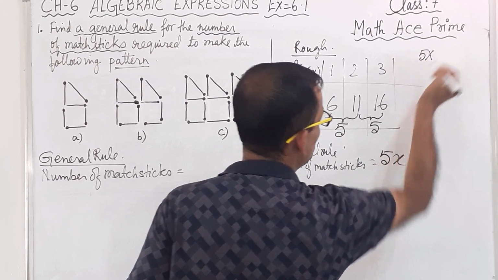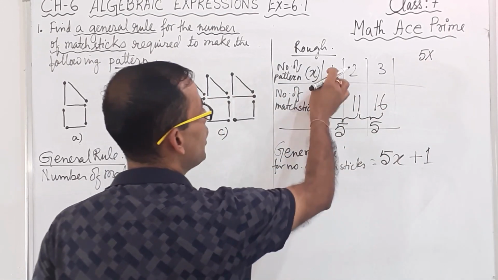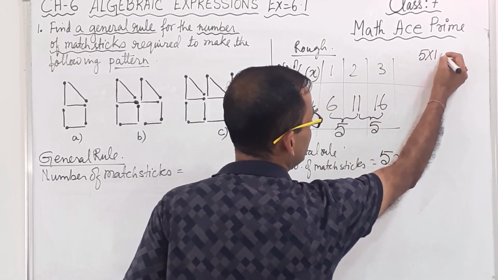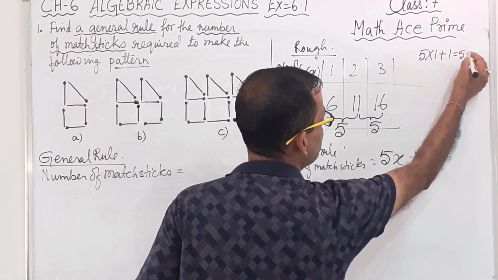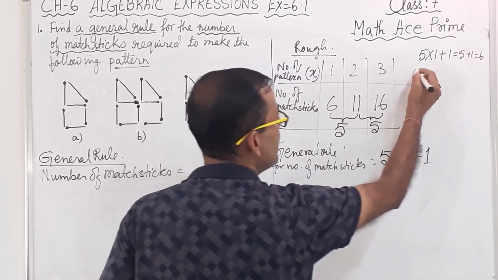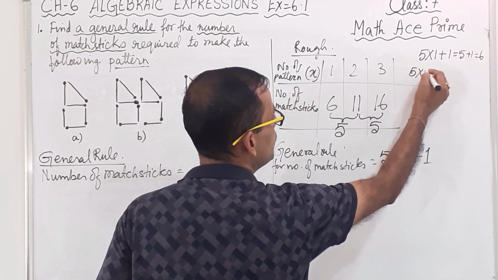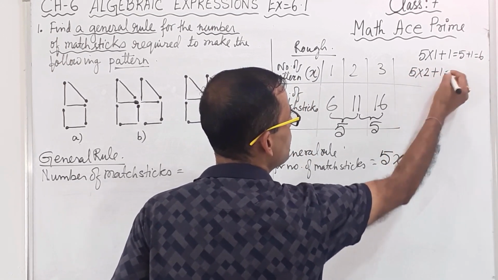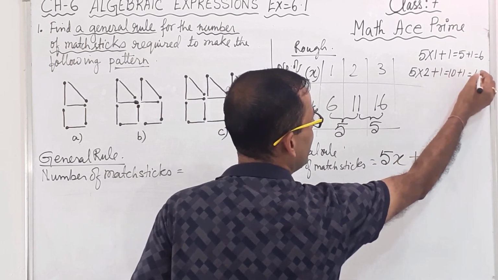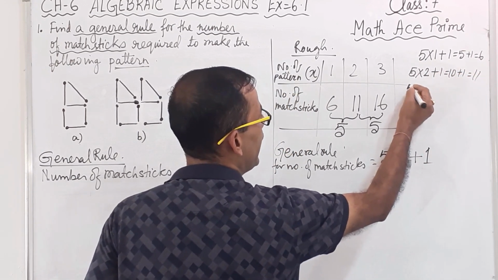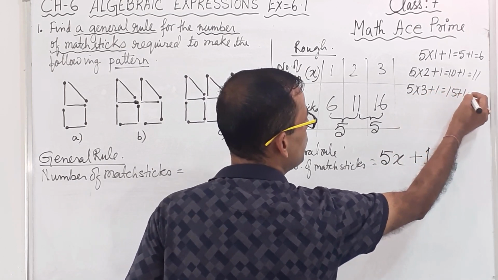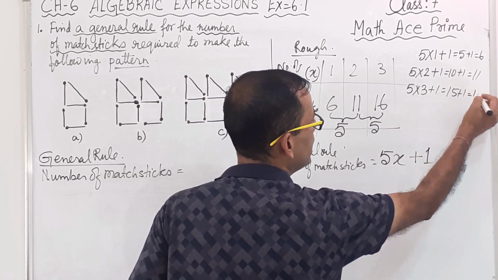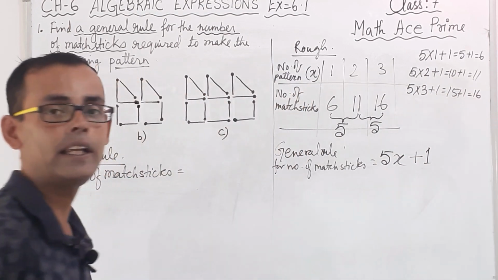5 into x means what? First pattern, 1 plus 1. So what you get? 5 into 1, 5 plus 1. So you are getting 6. Second one, 5 into 2 plus 1. So 5 2s are 10 plus 1. You are getting 11. Then this one, 5 into 3 plus 1. So 15 plus 1. So how much you are getting? 16. See, you are getting it now.